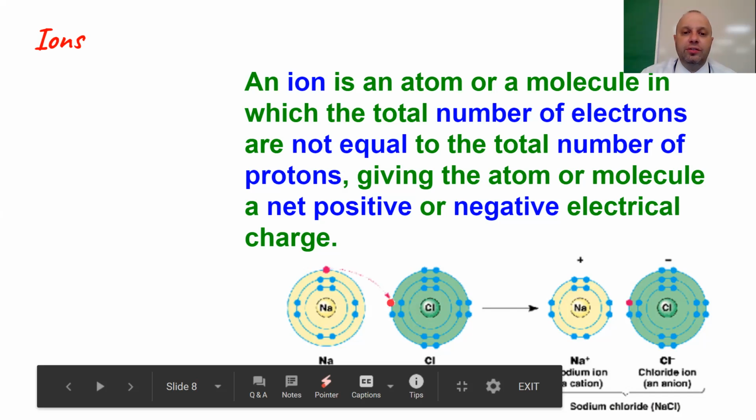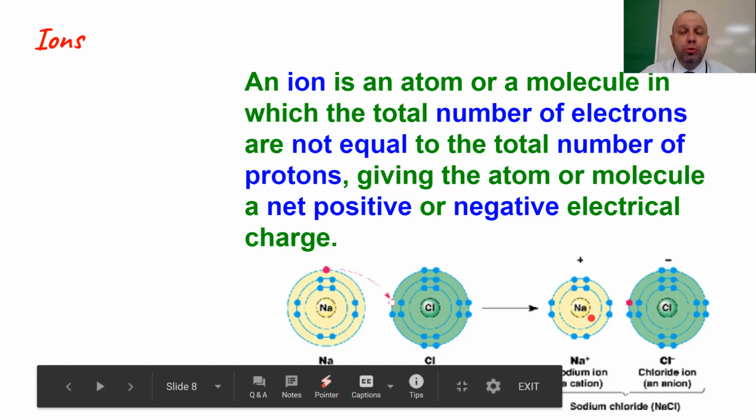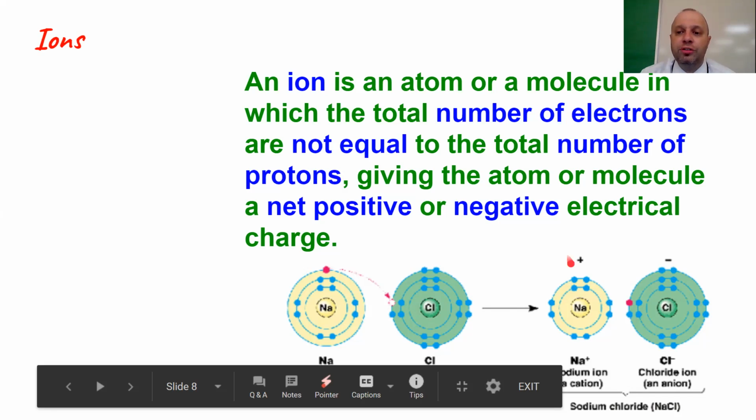chlorine. So this electron here moves over to where this spot is over here. So now afterward, this atom has 11 protons, but now it only has 10 electrons. So it has more protons than it has electrons. More protons than electrons by 1. So it ends up with a +1 charge.